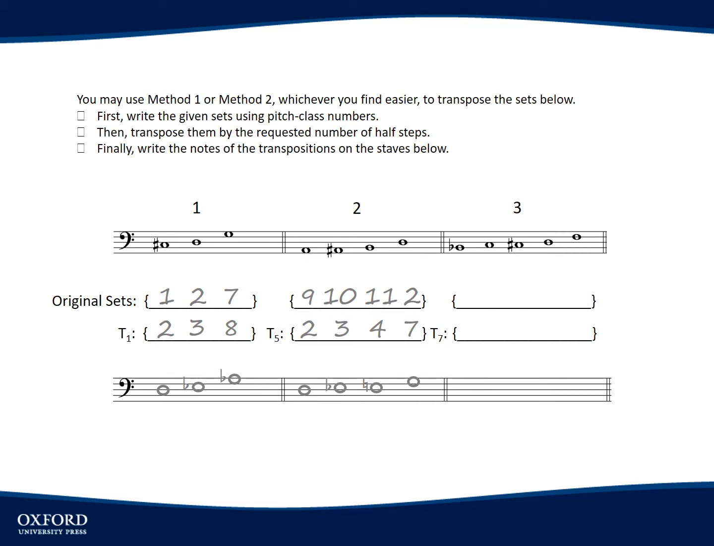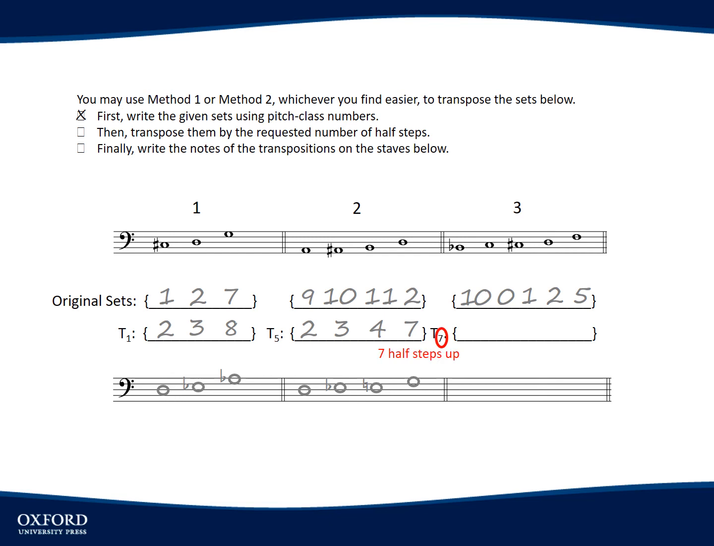Finally, let's work number 3. The first step is to write the pitch class numbers for the notes, so we get B flat is 10, C is 0, C sharp is 1, D is 2, and F is 5. We're done with that step. For Step 2, we're asked to transpose up 7 half steps.